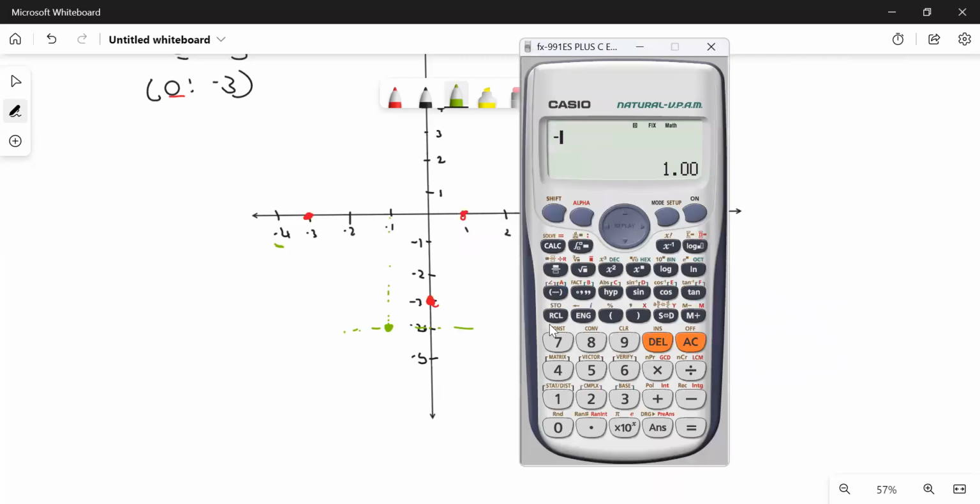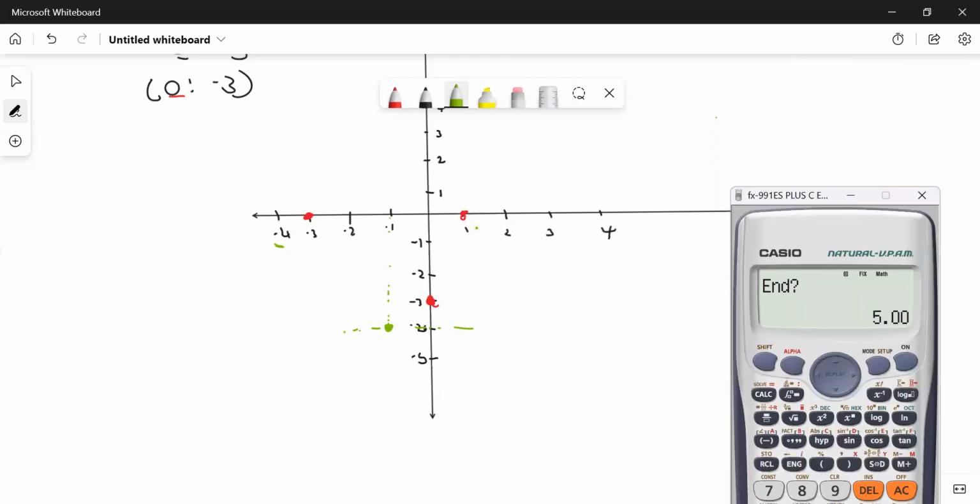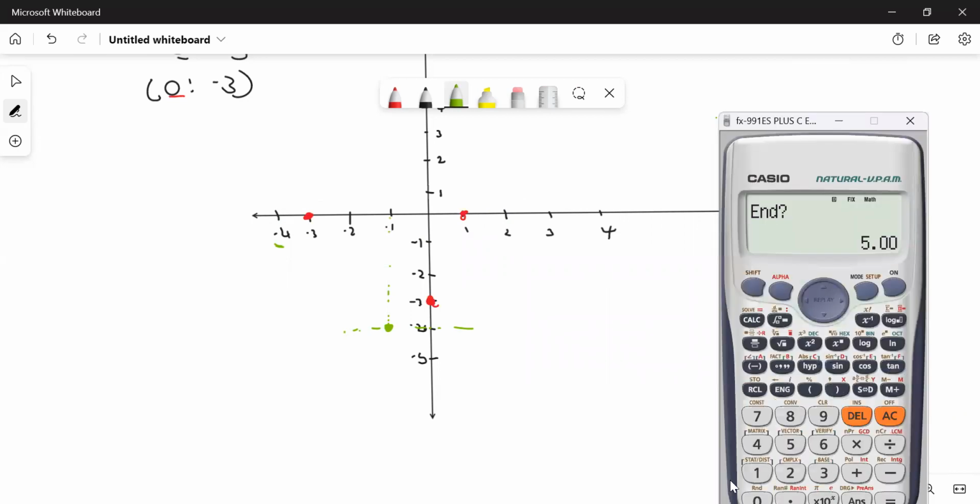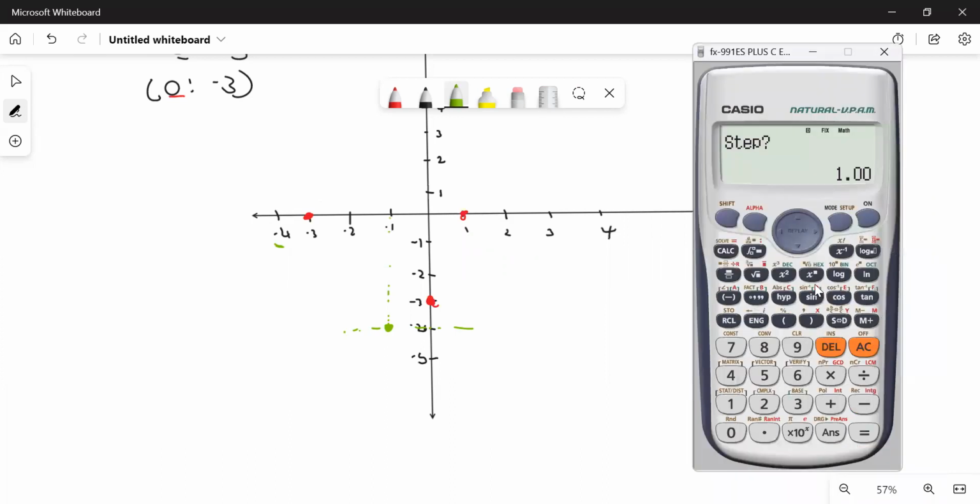So if they say, where do I want to start? I will say -4. And then where do I want to end? I want to include 1 again, so I'm just going to end just after 1. So after 1, I'm going to end on 2, and then equals. And then the step, we're going to leave it as 1, and then equals. It says when x is -4, what is my y? My y is 5. Okay?